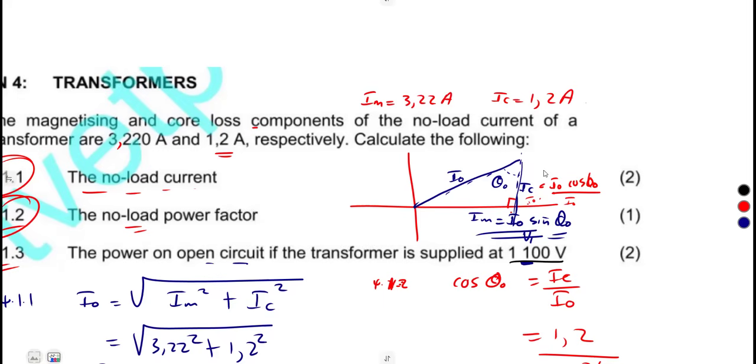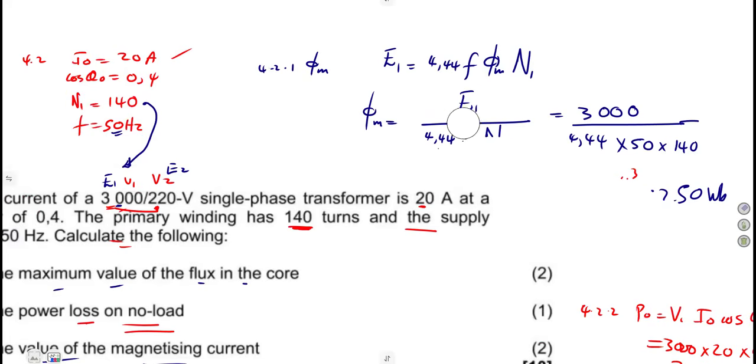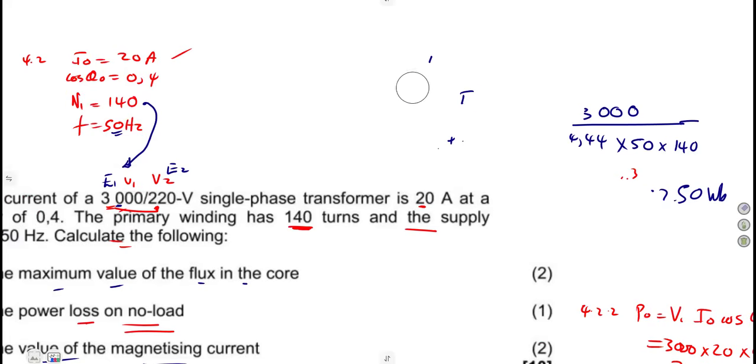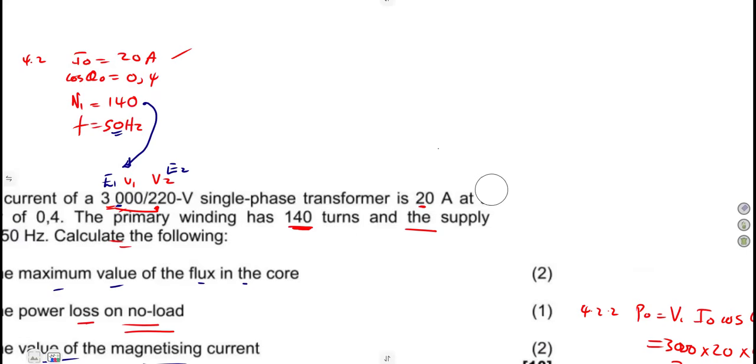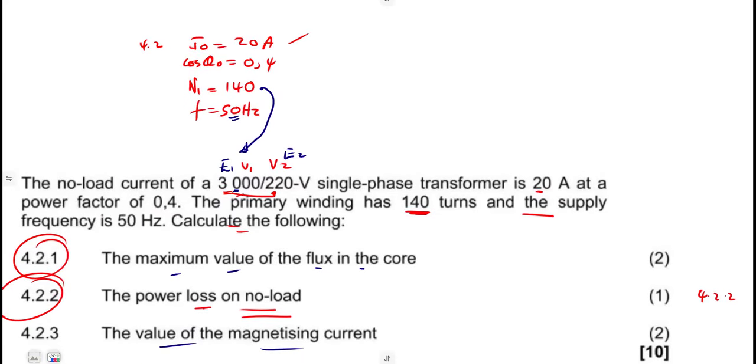All right, remember this relationship, which you are also given. So that's something not to worry about. You can calculate that from the no load current. All right, so 4.2.3. Our magnetizing current is the no load current times the sine of what?